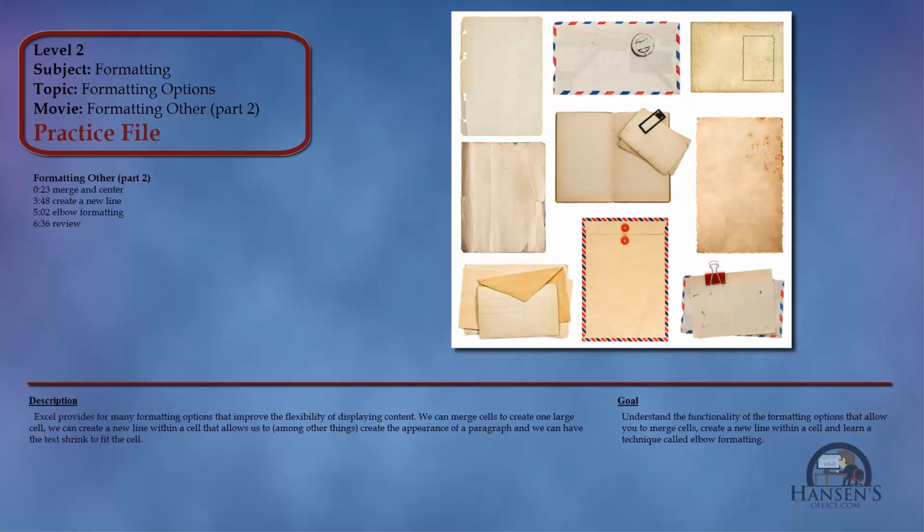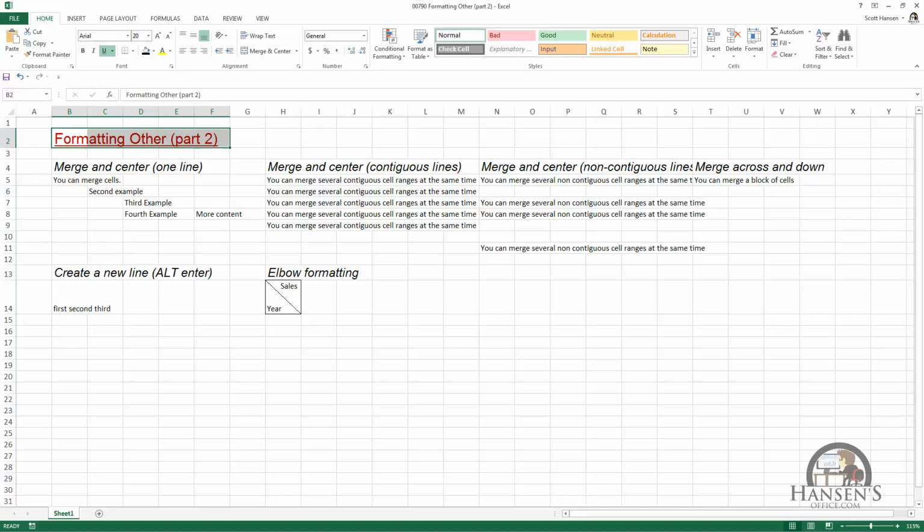So we have another general movie about other formatting options, part 2, where we're going to talk about merging and centering content in a cell or a group of cells. We can create a new line, which is something different than wrapping text, and we're going to do something called elbow formatting. So formatting other part 2, beginning with merge and center.